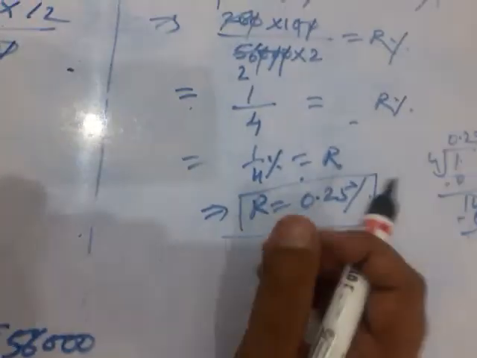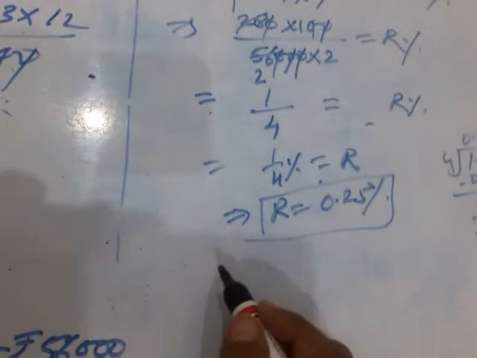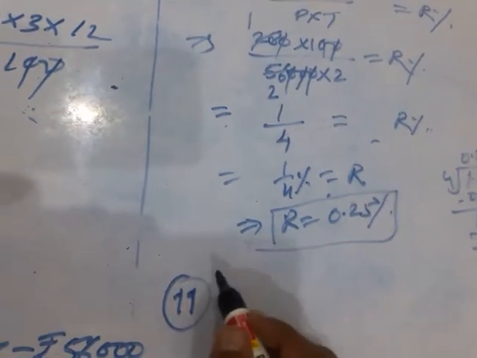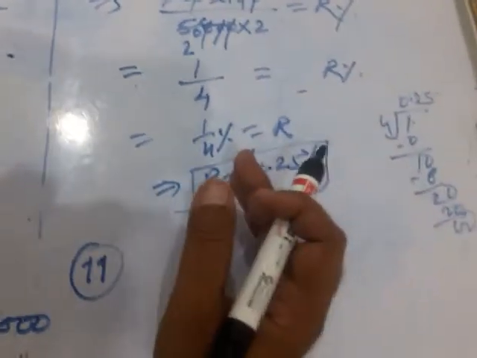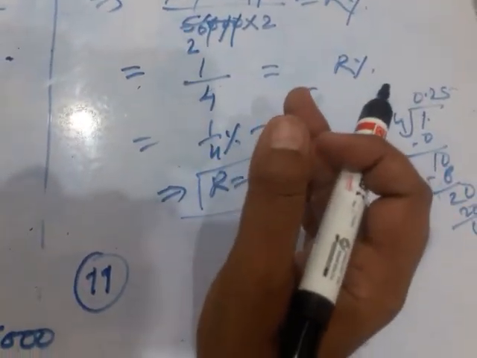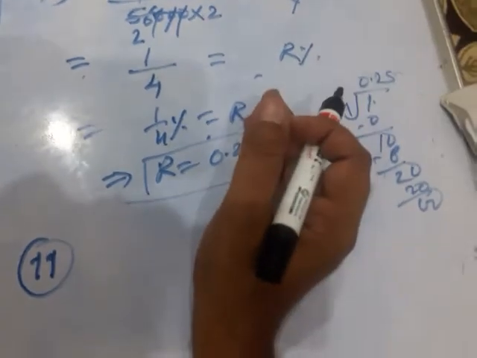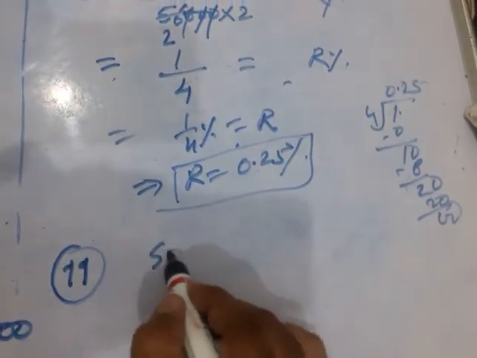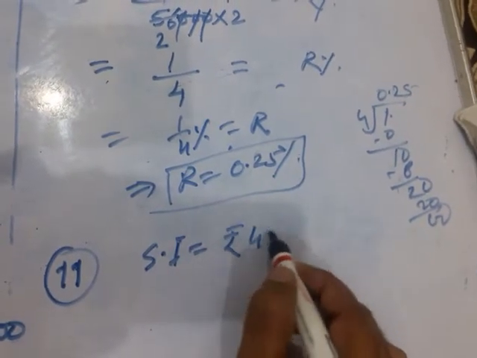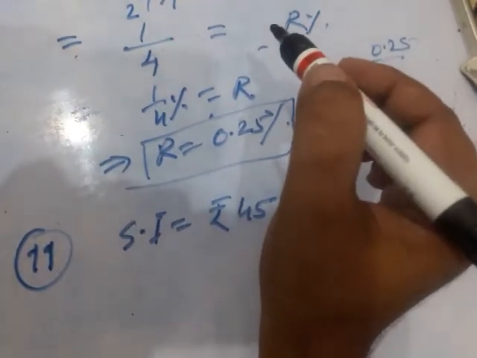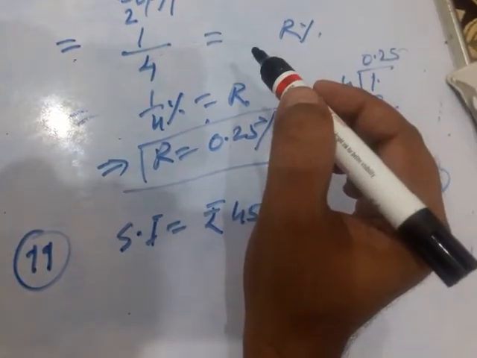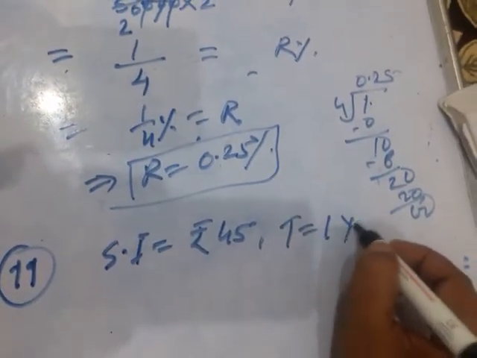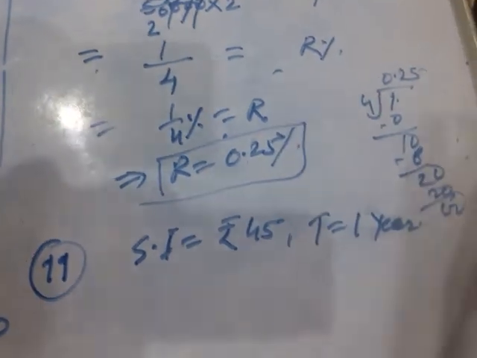No doubt is there. Now coming to the next question, the last question of the exercise, I think, question number 11. What is question number 11, children? If Meena gives an interest of rupees 45, that is SI equal to rupees 45, for 1 year at 9% rate per annum. What is the time? Time equal to 1 year.